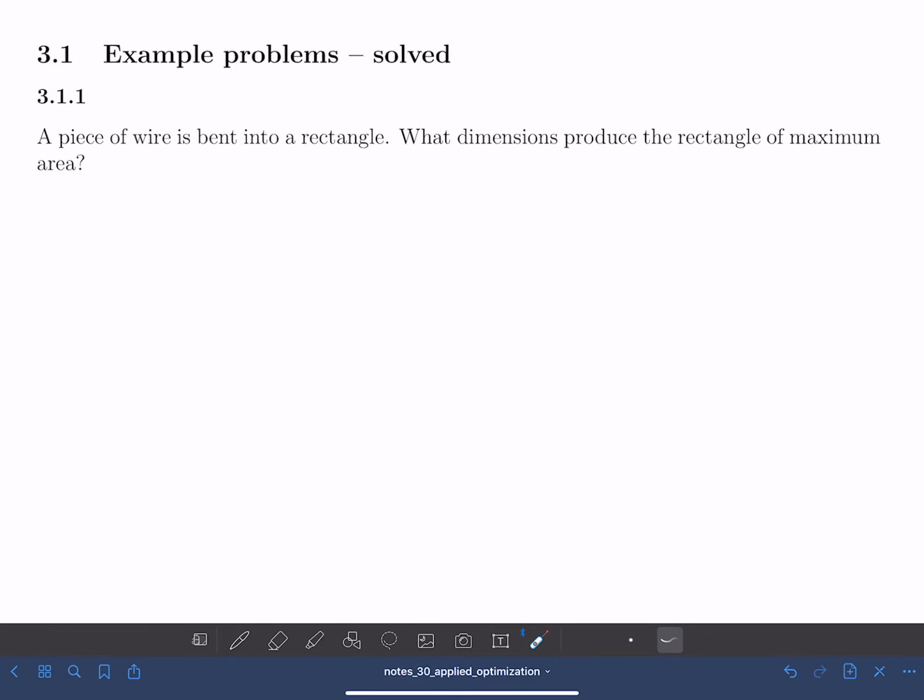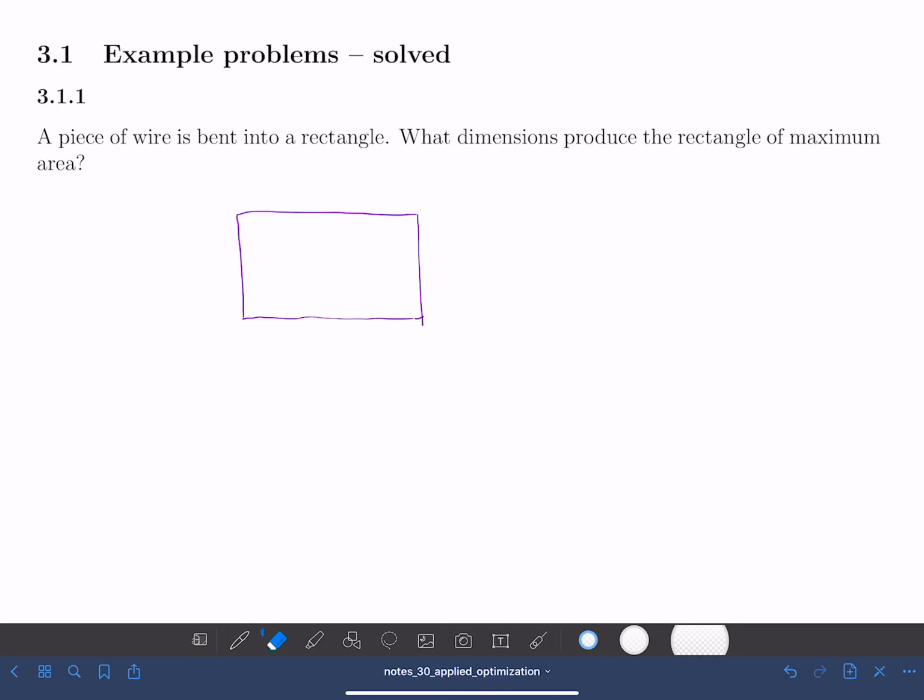A piece of wire is bent into a rectangle. What dimensions produce the rectangle of maximum area? You better believe I am going to draw a picture. Rectangle. What dimensions produce the rectangle of maximum area? A piece of wire. Oh, okay.